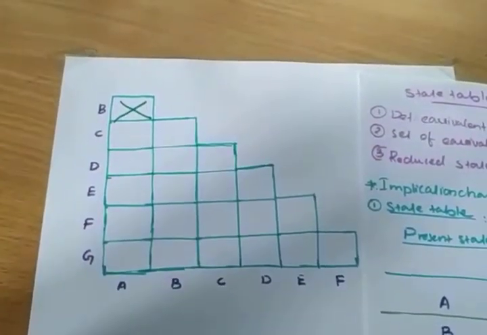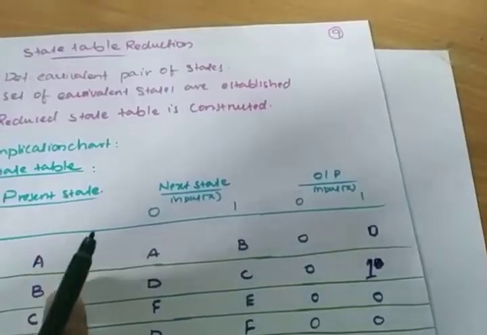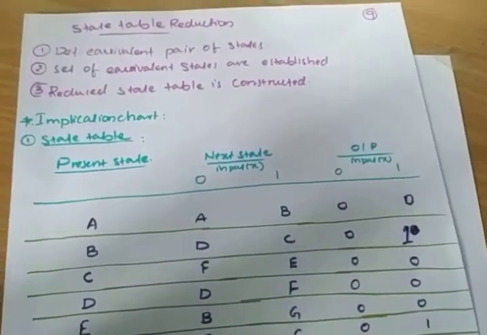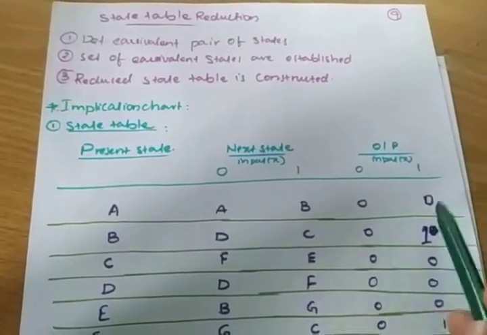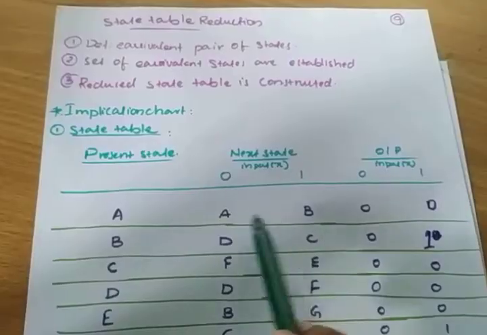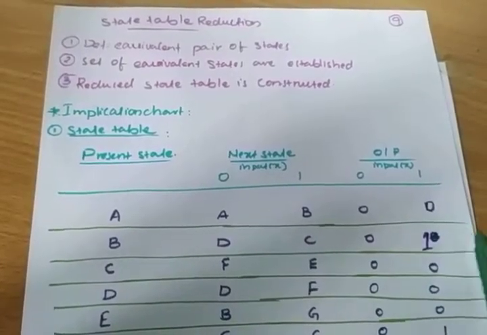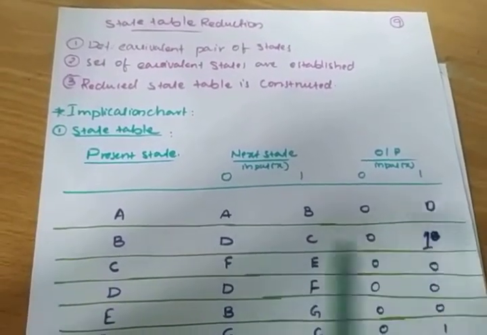Why? Because it is not matched. This A and B, their outputs are not matched. So in reducing the state table, first we need to check whether the outputs are equal. If the outputs are equal, then next we will check for the next state. If both the two conditions are satisfied, then we can reduce that table.